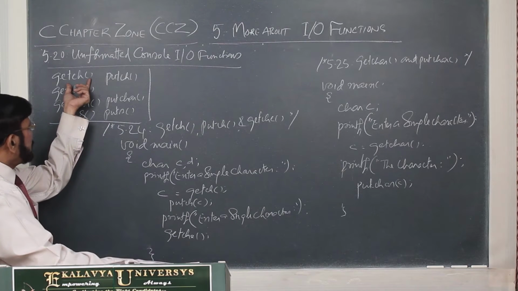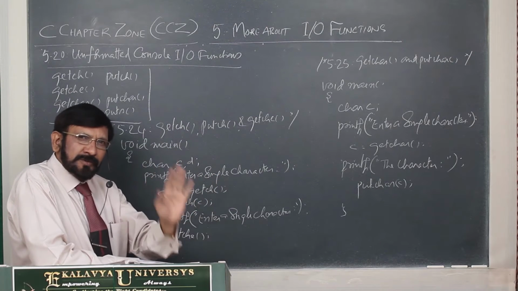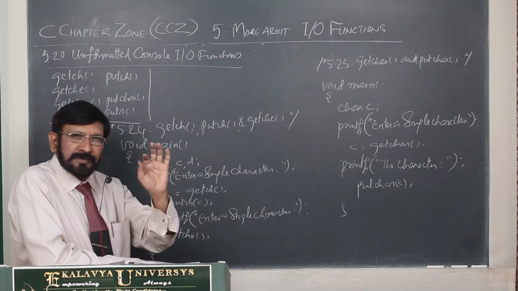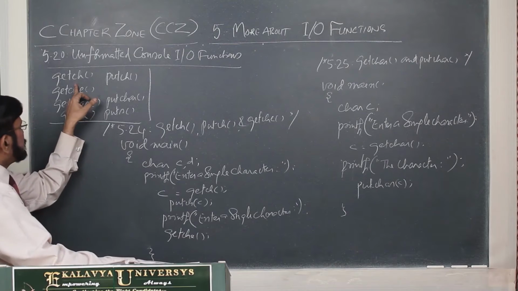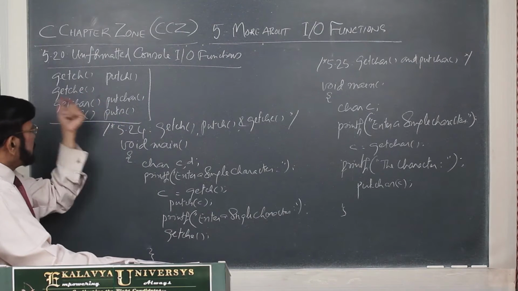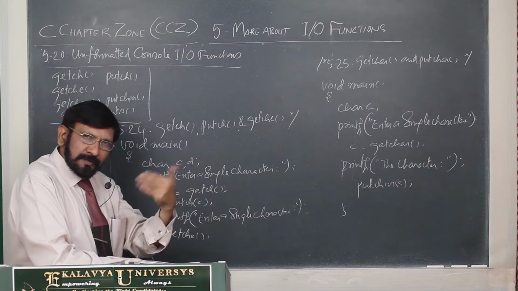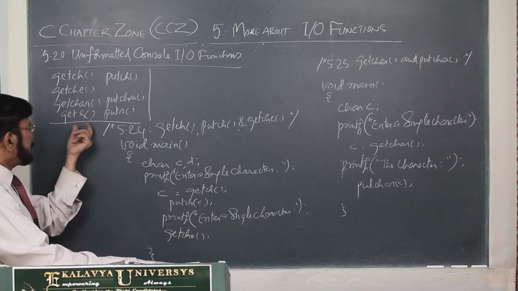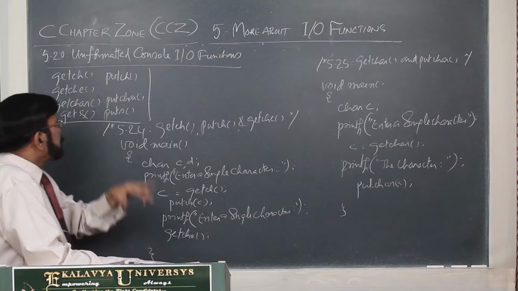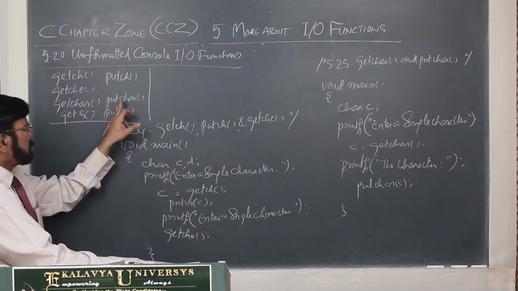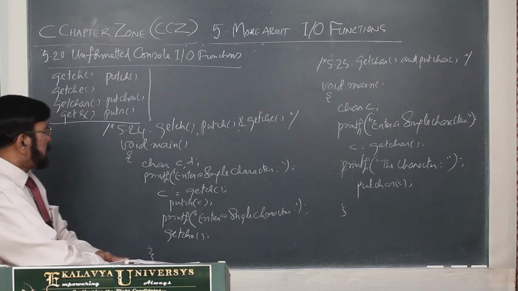Now we see getch. Here is one more point: get represents input, put represents output. Always remember, in all languages the same convention is followed. Get for input, put for output. getch reads a single character. getche has a small difference, which I will show you. getchar is similar, for reading a character, and gets reads a string. putch writes a character, putchar is also for writing a character, and puts writes a string on the console.